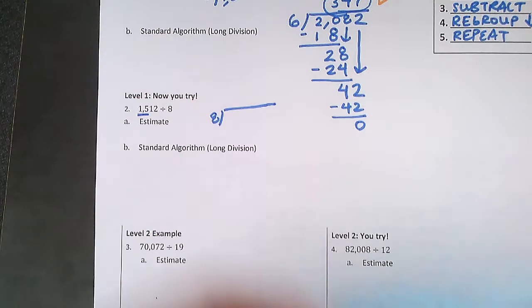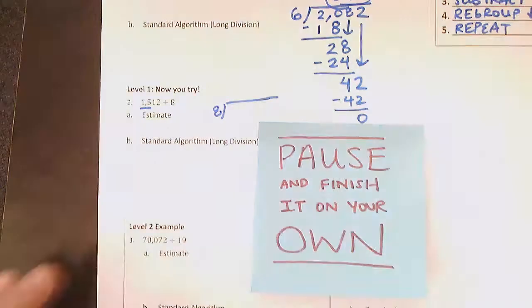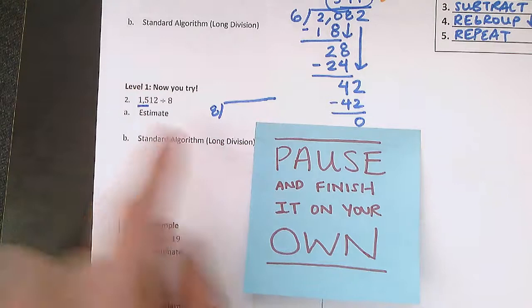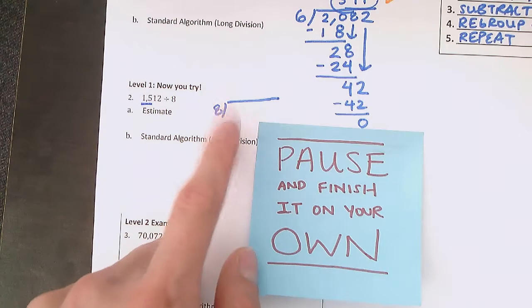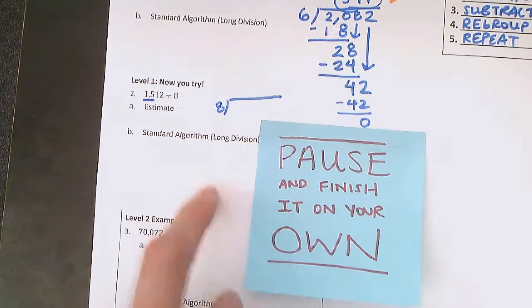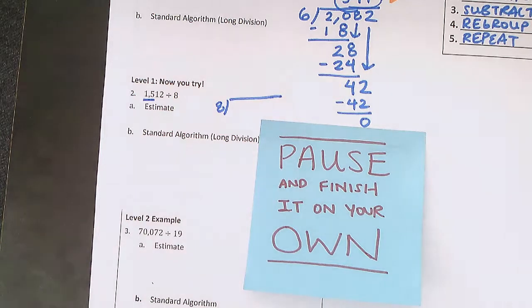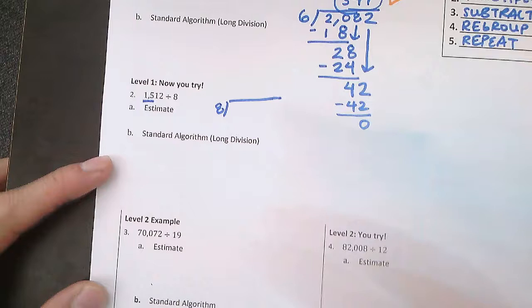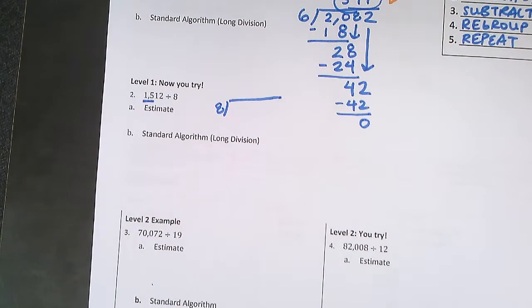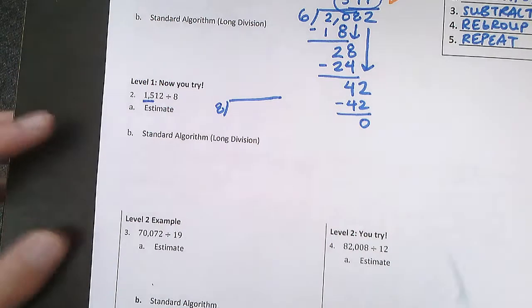So at this point, you're going to pause it and finish the rest of this problem. Estimate and then use the standard algorithm on your own. Pause and go. Now you're resuming the video. If you got stuck after you try it on your own, or if you finished, now you're checking your answers.